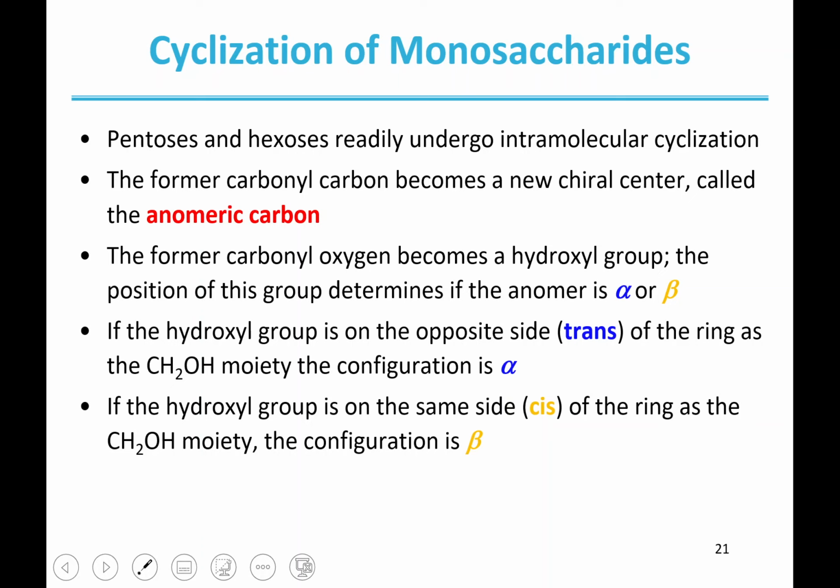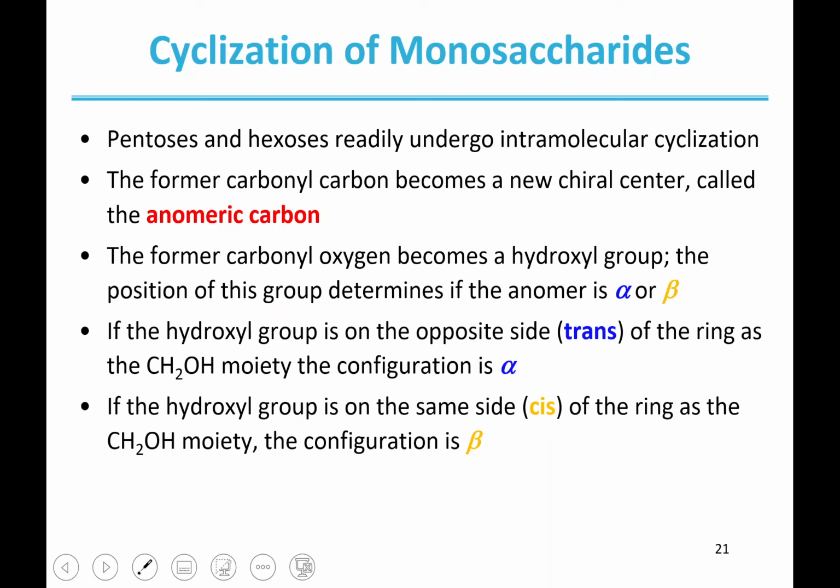The former carbonyl carbon becomes a new chiral center. So wherever that carbonyl group was that is being attacked by an OH group is now a new chiral center, and that's called an anomeric carbon.